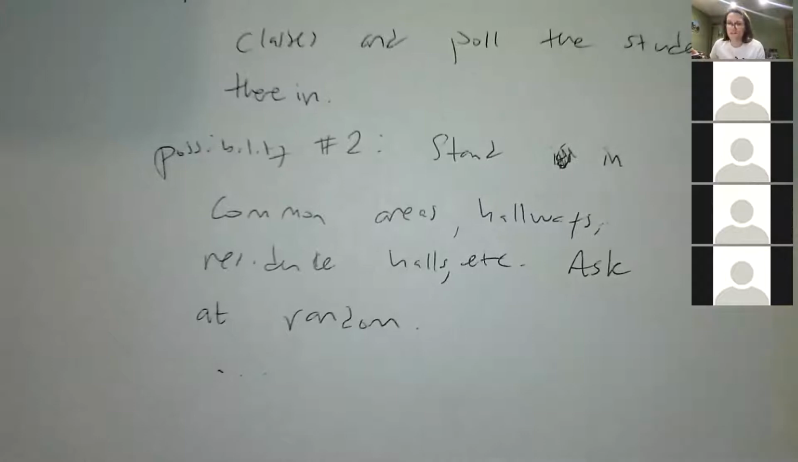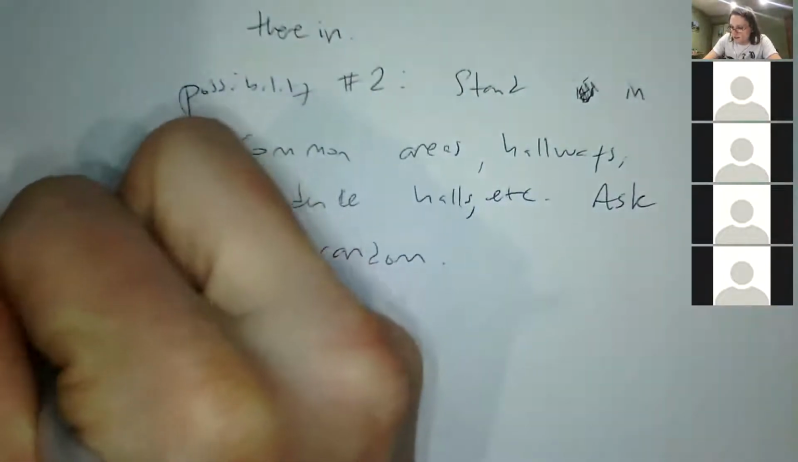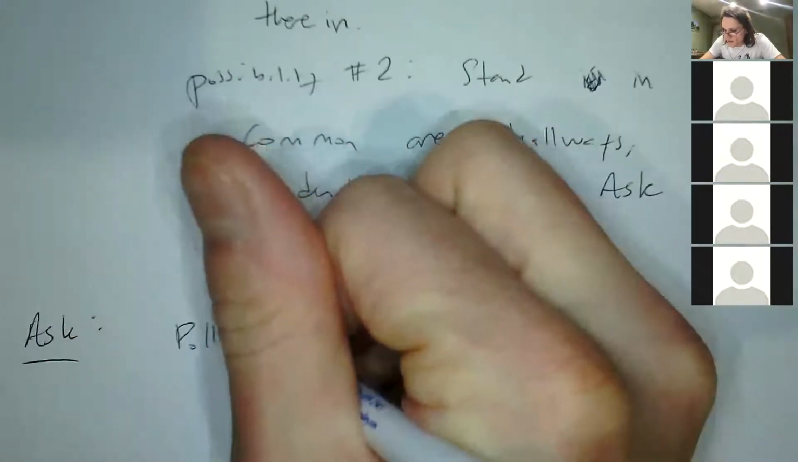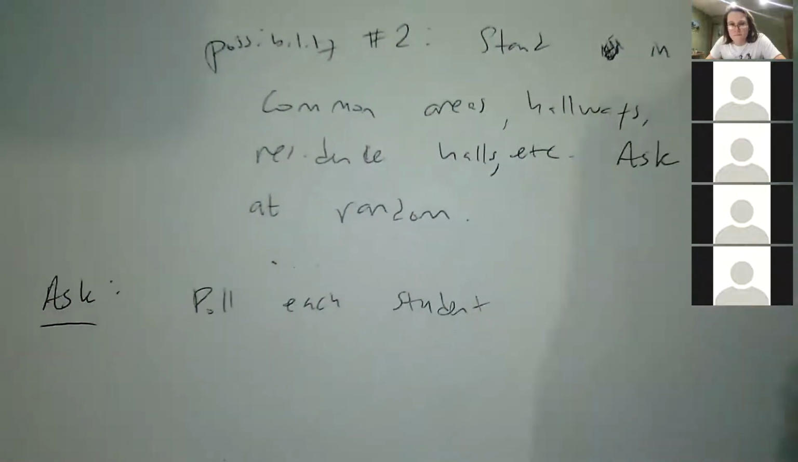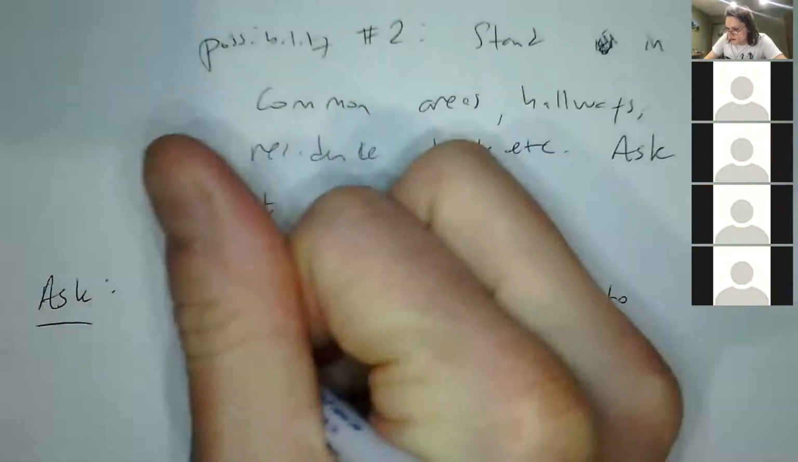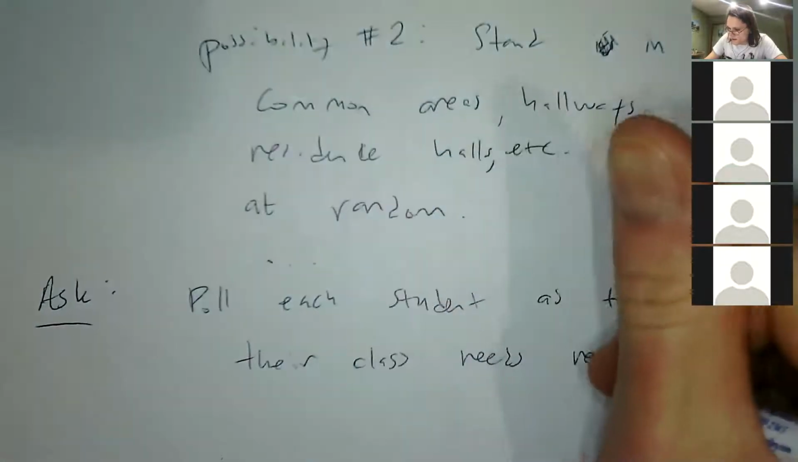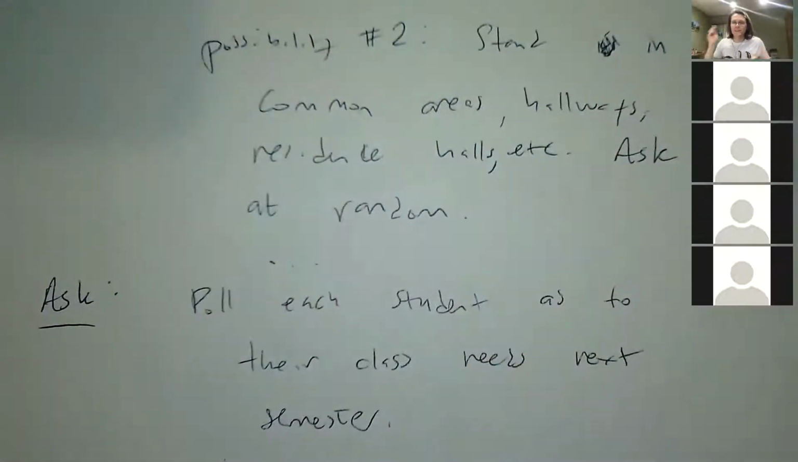And then the question: you just wanted to describe what you'd ask. You can be as explicit as you want. You can literally put quotes around what you'd actually ask, or you could just say you'd ask them what classes. So you could just ask, poll each student as to their class needs next semester. There you go.